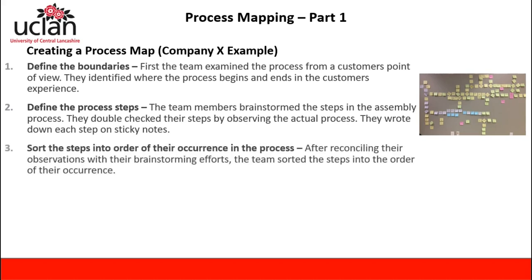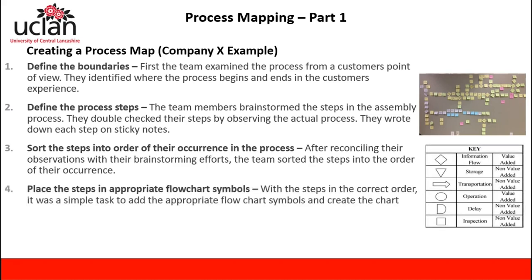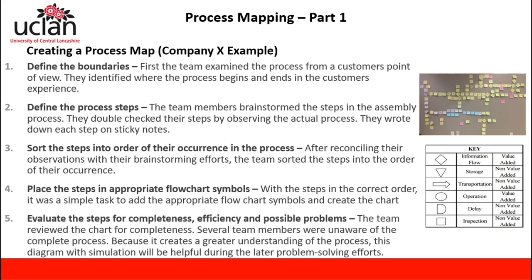You then sort the steps into order of their occurrence in the process. So after they reconciled their observations with the brainstorming efforts, the team sorted the steps into the order of their occurrence. They then placed the steps in the appropriate flowchart symbols, and with these steps in the correct order, it was a very simple task to put them into the appropriate flowchart symbols and create their chart. Again, it doesn't matter what notation you use, but just try and keep consistent.